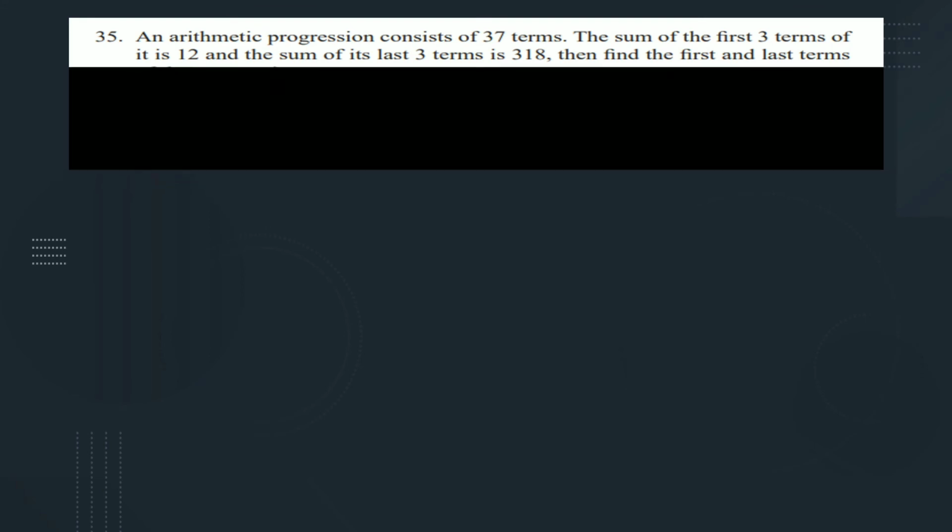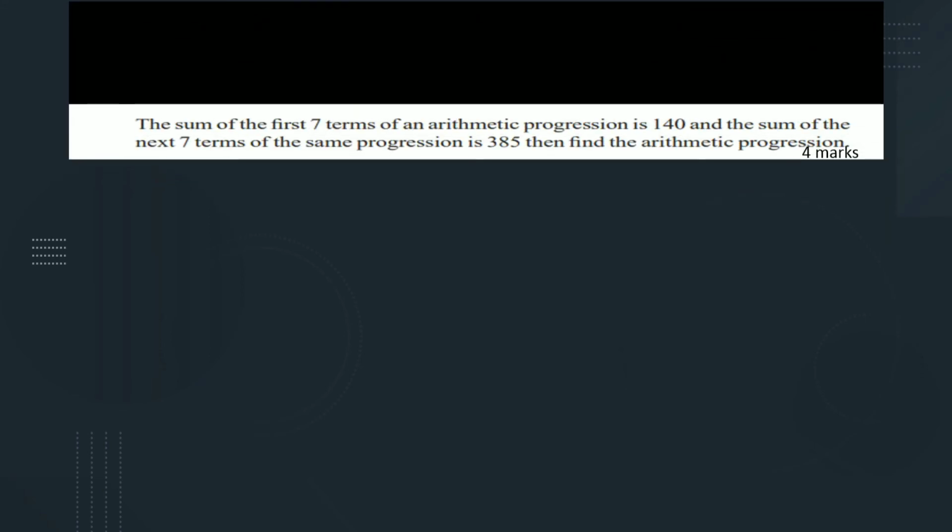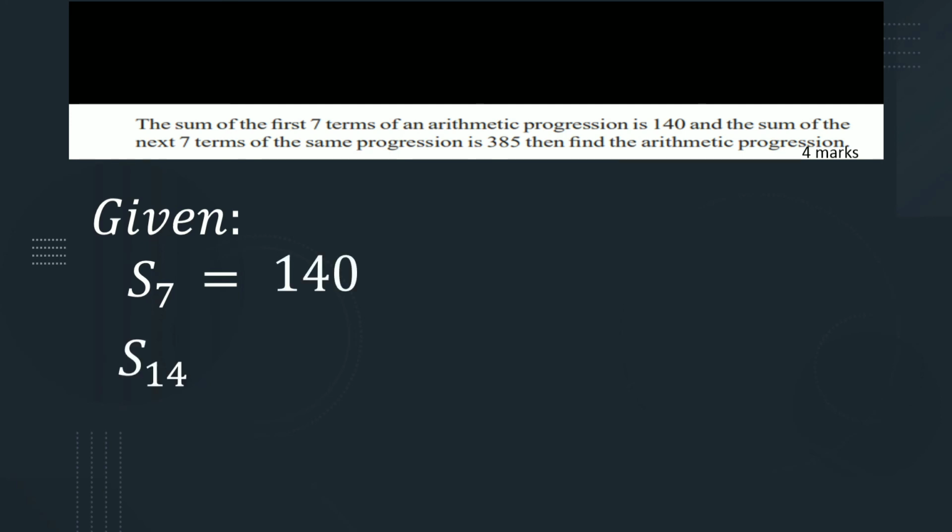Next question. The sum of 7 terms of an arithmetic progression is 140 and the sum of the next 7 terms of the same progression is 385. Then find the arithmetic progression. Given S7, the sum of first 7 terms, is 140. Next 7 means S14 minus S7. After 7 come 8, 9, 10, 11, 12, 13, 14 if you are very weak in mathematics. Otherwise 7 plus 7, 14 you can do. That is 385. Find the AP.